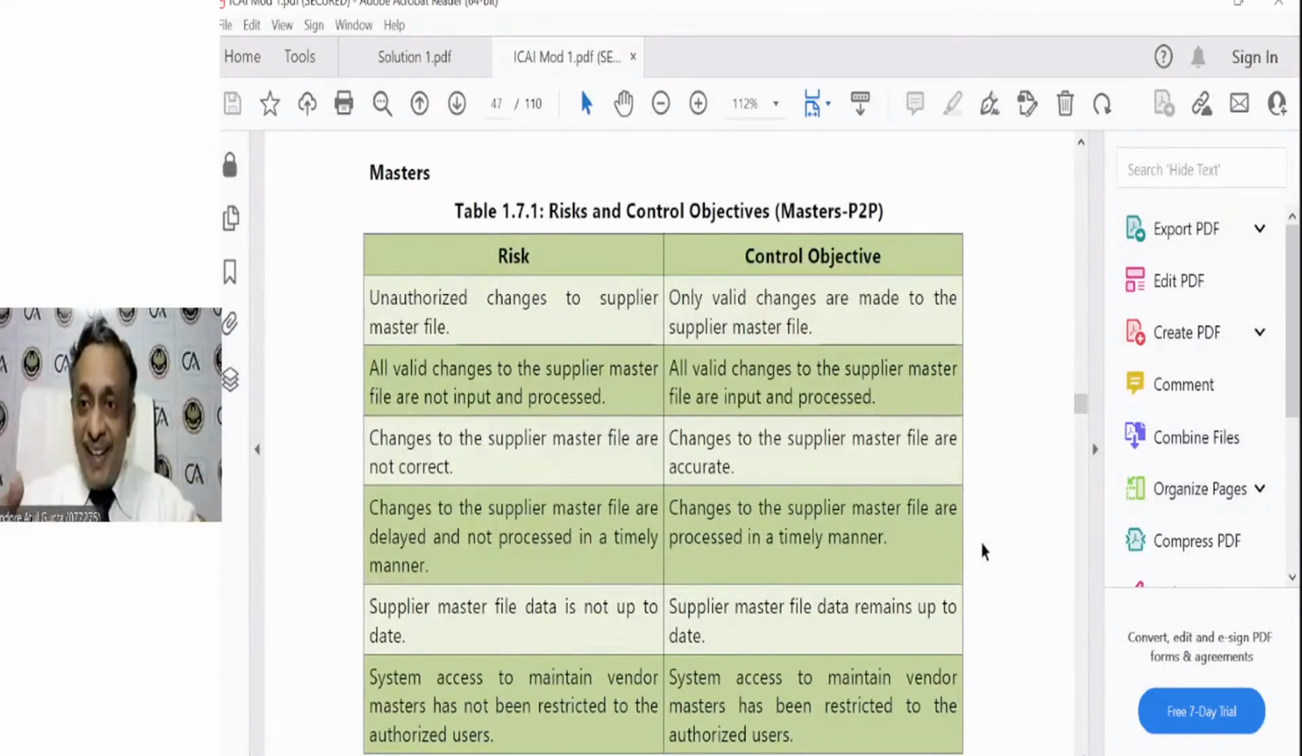Now someone is updating, someone is doing a change, but then he does a change that is incorrect. Changes to supplier master file are not correct. So it has to be ensured that changes to supplier master file are accurate. Against point number 3, add a line. You kindly add that whenever changes are made to supplier master file, there has to be a process of checking the accuracy, correctness of the changes made.